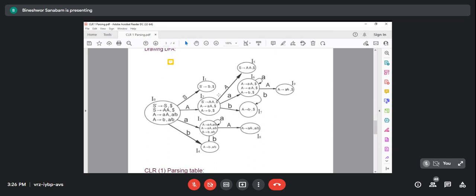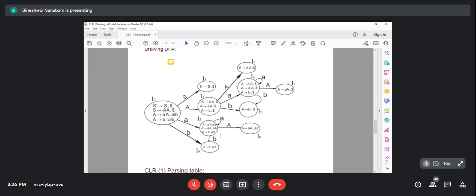S implies A dot A, comma dollar, and since we have a non-terminal after the dot in the first production, we have to include the remaining productions of this capital letter A, or the particular non-terminal, where the look ahead will be the same as in the first production of that clause. Okay, so this is the same with that.